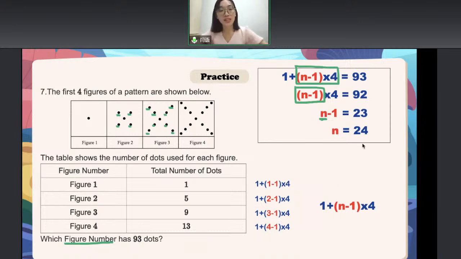Yes. So this is for the practice part. Okay. Do remember to add 1 back. Cannot just stop at 23 here. Okay. So the answer, 24.